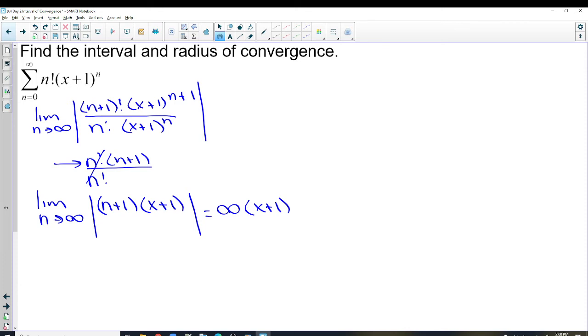So the interval of convergence is not really an interval. It's negative 1. And the radius of convergence is 0. There's no radius at all. So we did two of each. Two with a nice interval. Two with infinity. Two with one value of convergence. Yeah, I know the difference. Make sure you study that.